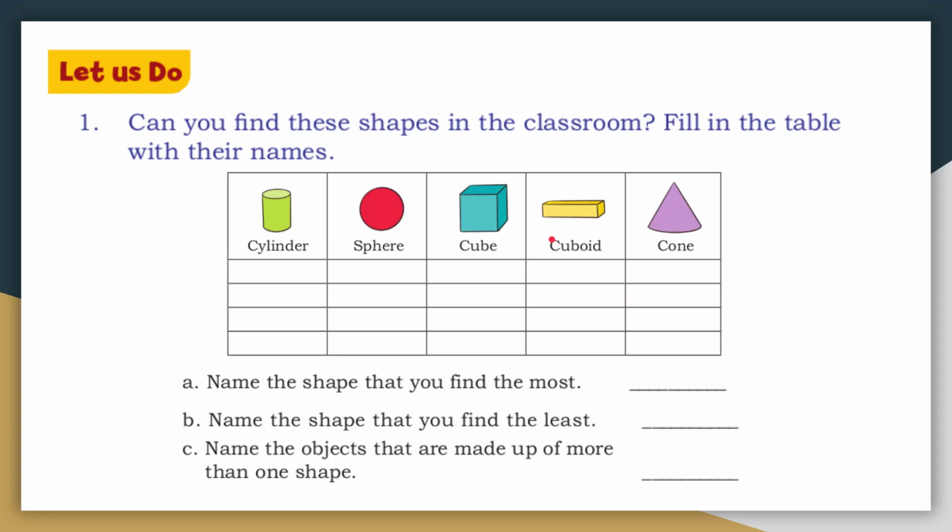Let us do one more activity. Friends, can you find these shapes in the classroom? Fill in the table with their names. So we have 5 shapes: cylinder, sphere, cube, cuboid and cone. And if you find the objects in your classroom, write their names here, which look like cylinder or sphere, cube, cuboid or cone. Name the shape that you find the most, name the shape that you find the least, and name the objects that are made up of more than one shape. So write down their names here.